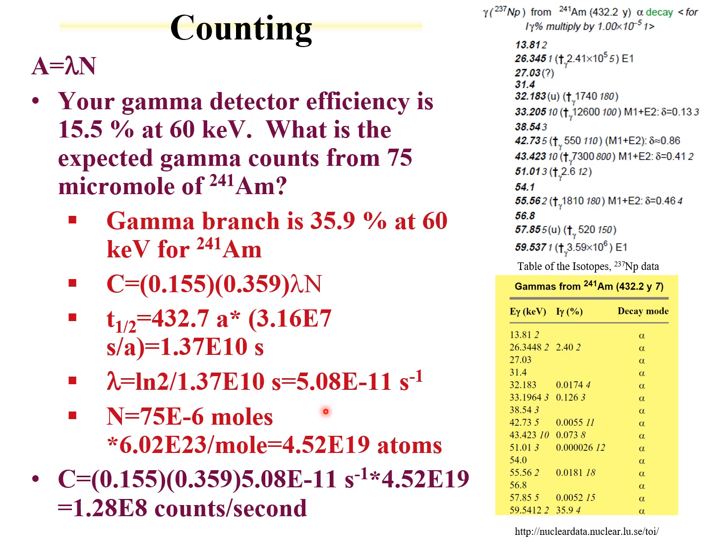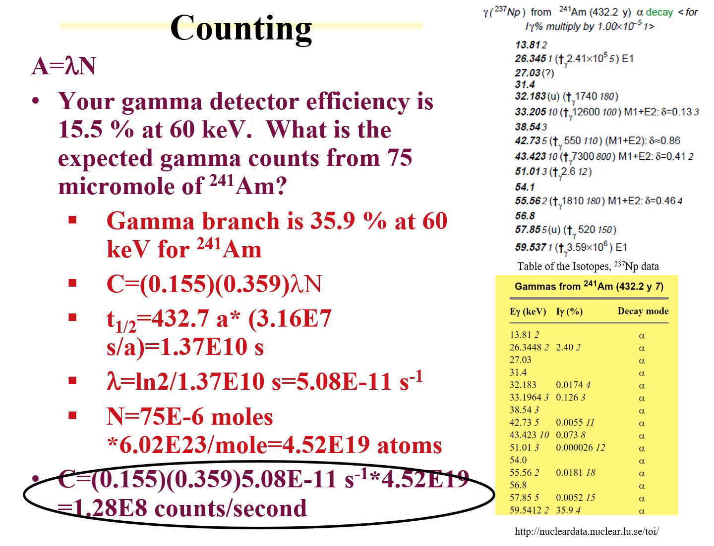I use this half-life in seconds to get the decay constant. So I want to find N. I tell you that there's 75 micromoles of the americium. It tells you how many atoms of americium are present. So activity equals lambda N, which is this term. Then I still need to multiply it by the gamma branching ratio and then the detector efficiency. So activity equals lambda N times the gamma branching ratio times the detector efficiency.